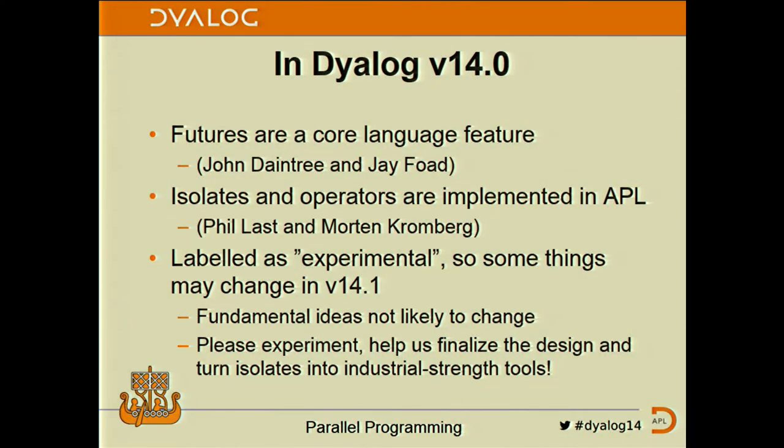Right, so in Dyalog version 14, the futures, the ability of the interpreter to block when it needs one of these results, is actually a core language feature. And I think it's mostly John Daintree and Jay Fode who did the implementation of that. Whereas the isolates and the operators, like the function isolate.new and the operators like parallel each and so on, that we'll see demonstrated in a moment, those are actually implemented in APL.